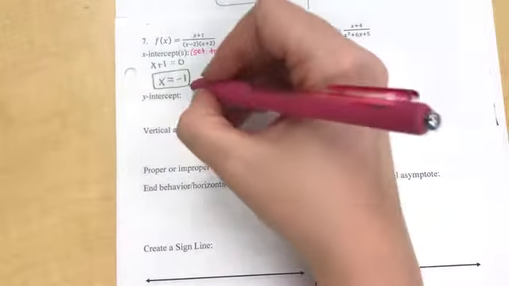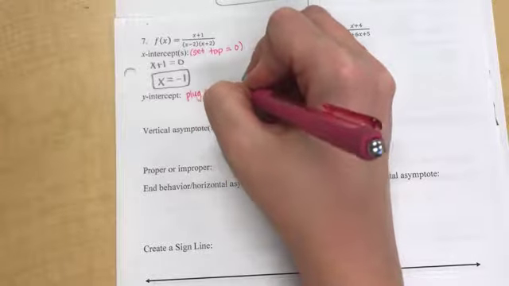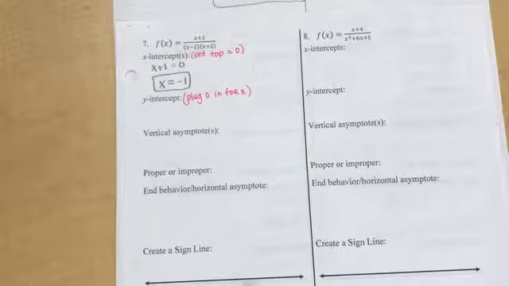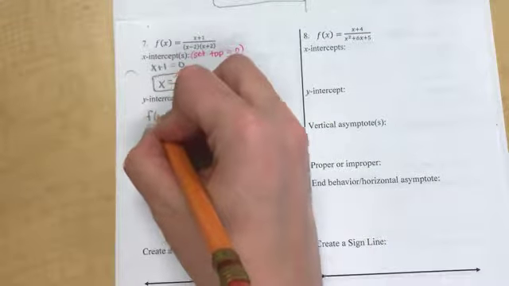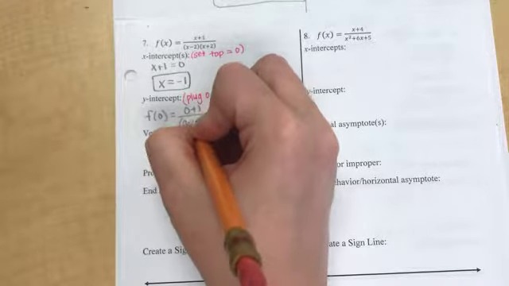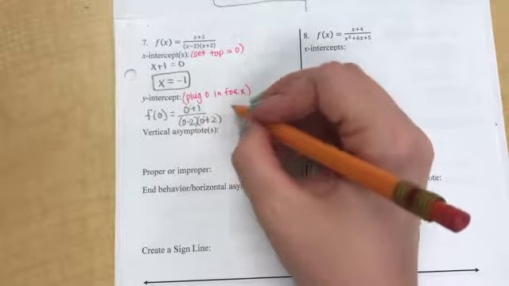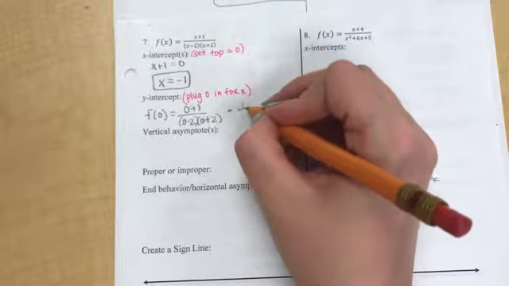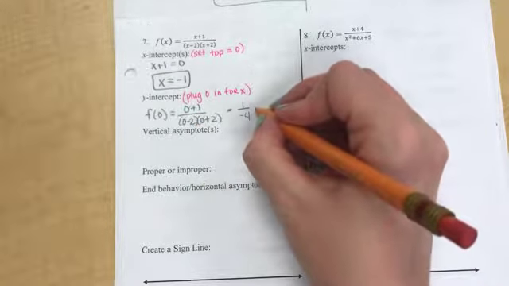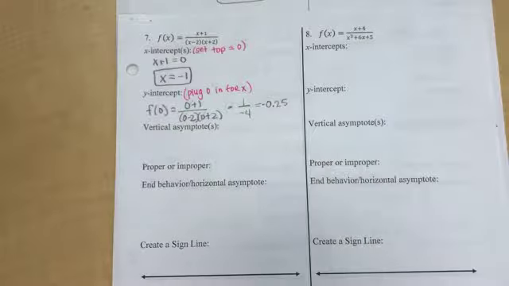For y-intercepts, you're always going to plug 0 in for x. So replace all of the x's with a 0. F of 0 is equal to 0 plus 1 over 0 minus 2 times 0 plus 2. The zeros don't really do anything. So the top is just a 1. The bottom is negative 2 times 2, which is negative 4. I can either leave it as that fraction or rewrite it as negative 0.25.